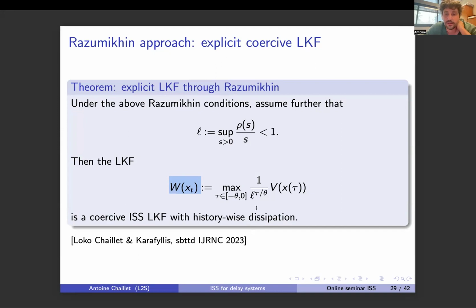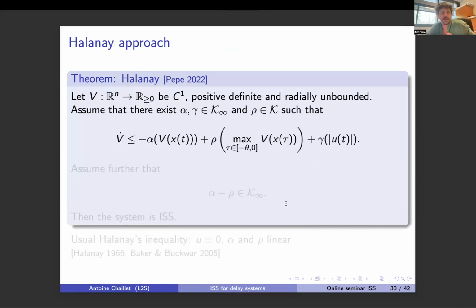And I believe it can be of interest to have such an explicit Lyapunov-Krasovsky functional to derive some further stability analysis. Okay, I want to mention also Halanay's approach. So here I give the nonlinear version of Halanay's inequality given by Pepe last year, actually a recent result. It requires that my function, here again, it's a function, that's the strength of Halanay. It works with functions rather than functionals.